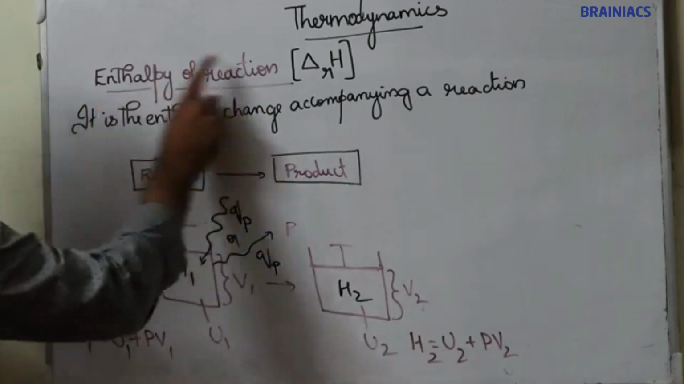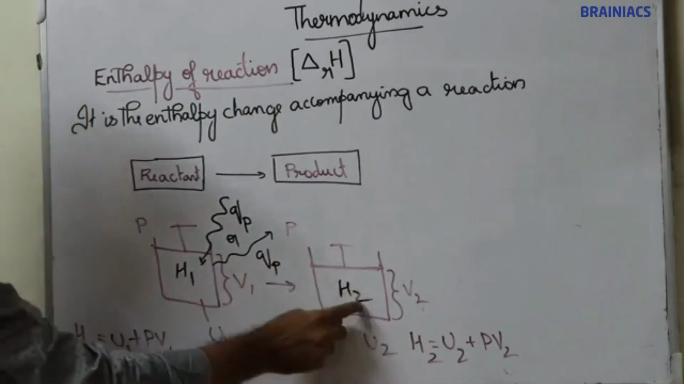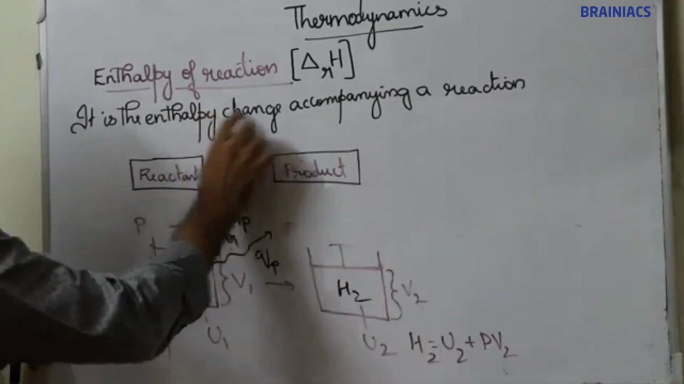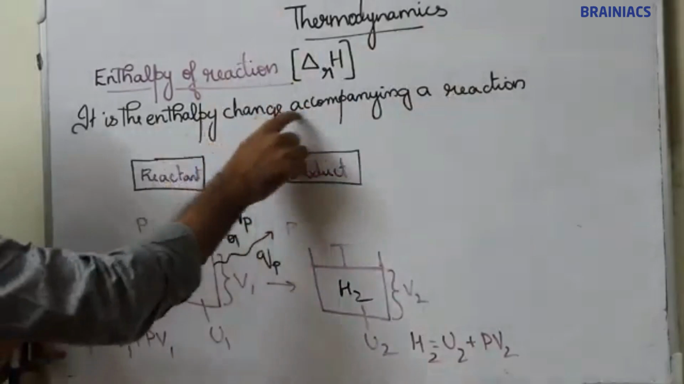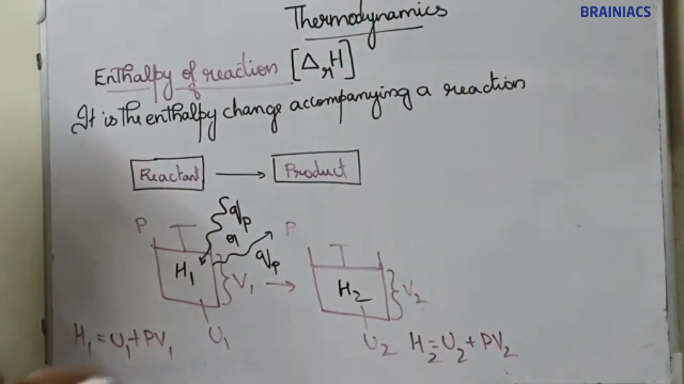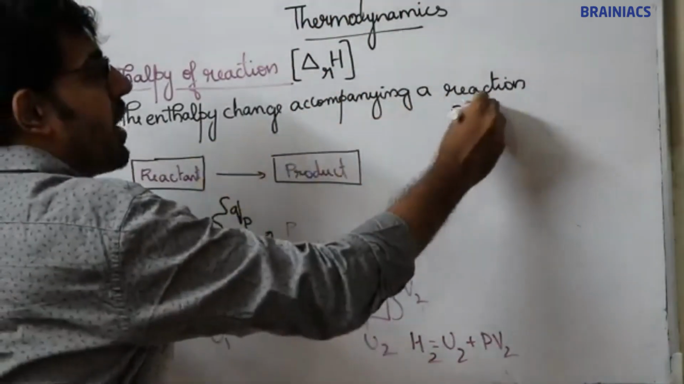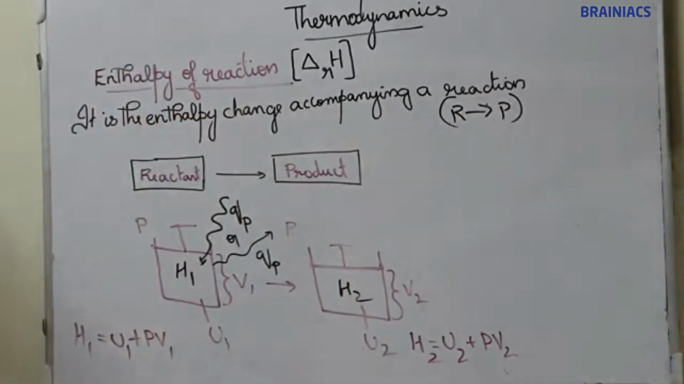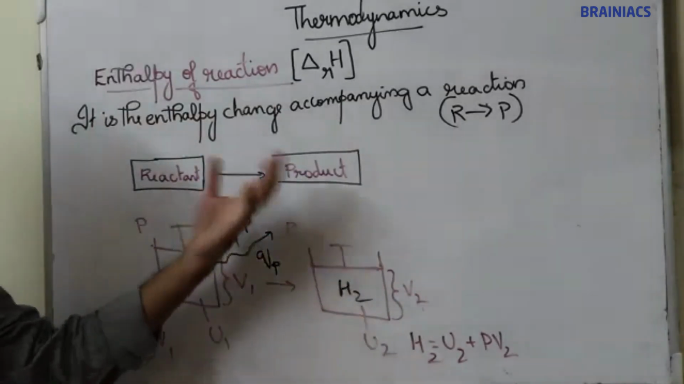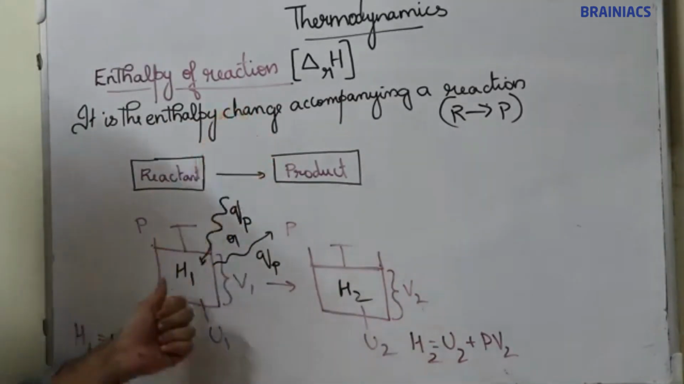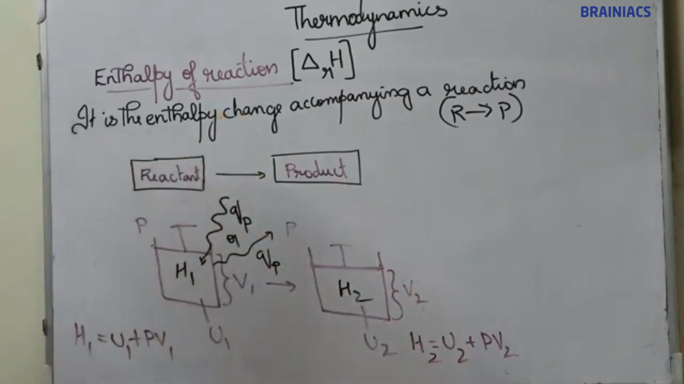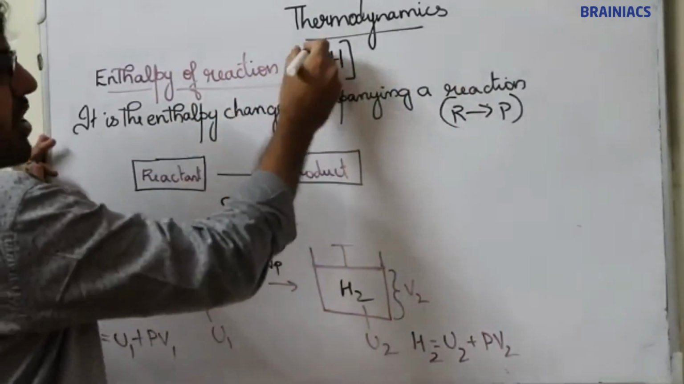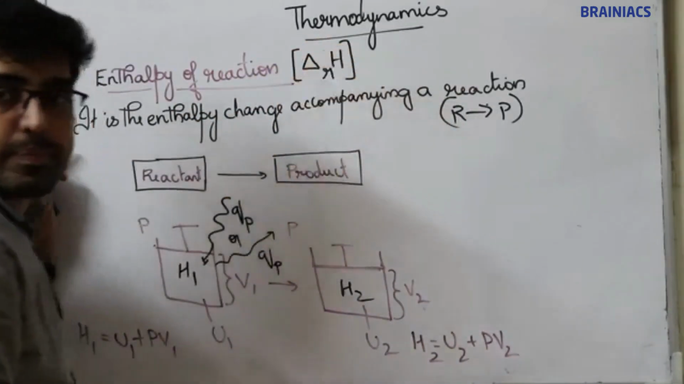So, enthalpy of reaction means the enthalpy change. There is a change in enthalpy when a reactant is converted to product, or when a reaction occurs. Reaction means reactant converted to product. A reactant converts to product only by absorbing or releasing heat energy, so the enthalpies will change. The change in enthalpy when a reaction proceeds is known as enthalpy of reaction, represented by delta HR.